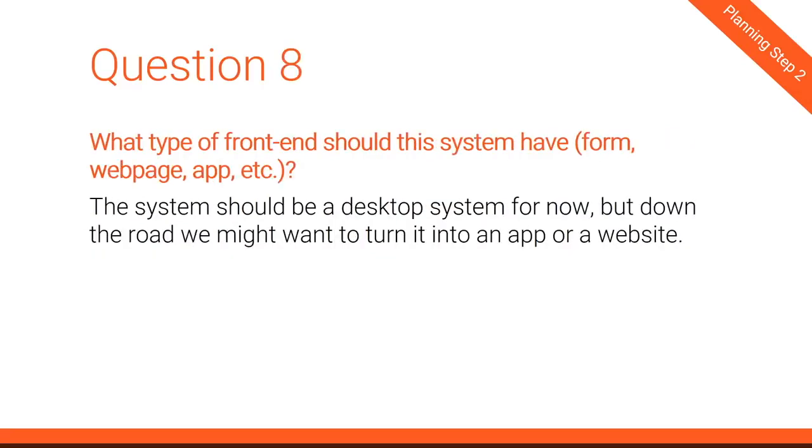So question number 8, and this is a big one, what type of front end should the system have? Is it a Windows form, web page, a phone app? And the answer came back as it should be a desktop system, but here's a keyword, for now. But down the road, our stakeholders might want to turn it into an app or a website.